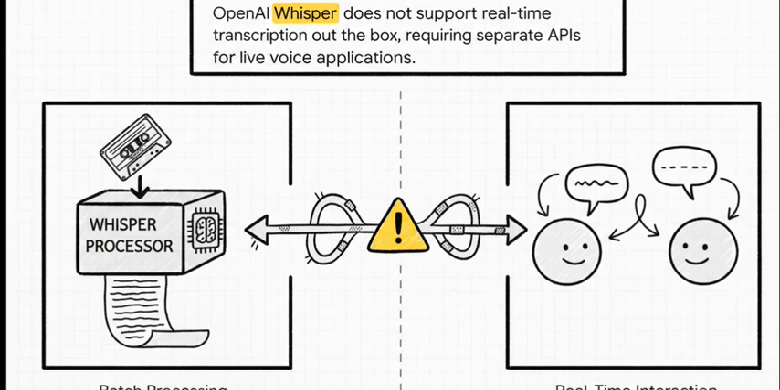And here's a little industry secret for you. Some of the most accurate models we just talked about, like Whisper, weren't even built for this kind of instant back and forth. Nope. They were designed for what's called batch processing, where you give it a whole audio file after it's done recording.